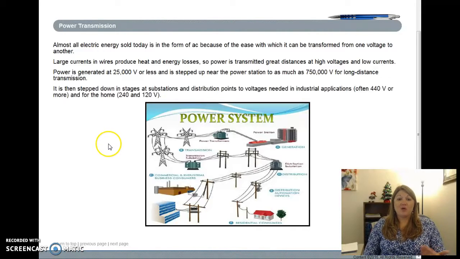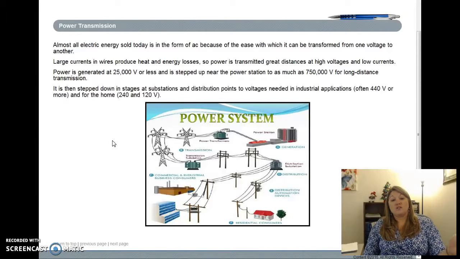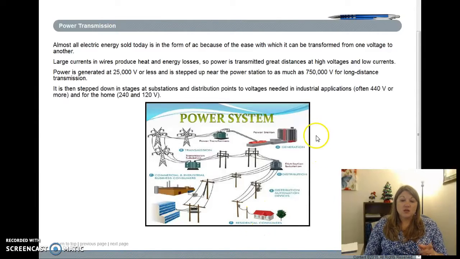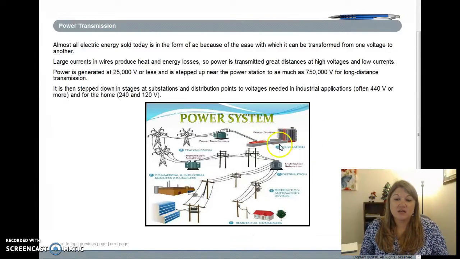Power is generated at the power plant at about 25,000 volts, and it's stepped up to as much as 750,000 volts when it's going through these big, massive industrial-like power lines here. But then it's stepped all the way down to 120 or 240 when it gets to our homes. So let's follow this train. We've got the power station here, where the power is generated, the energy is generated.